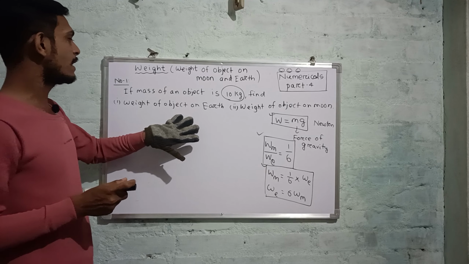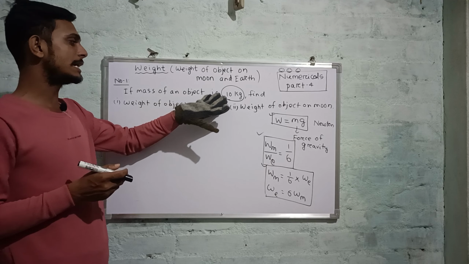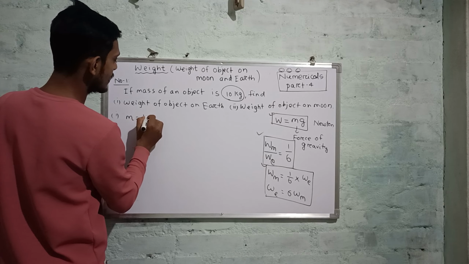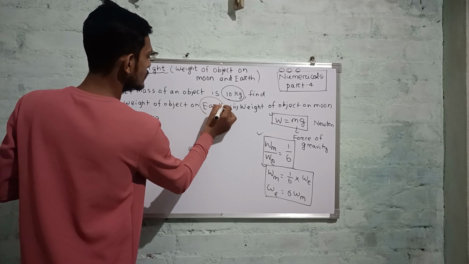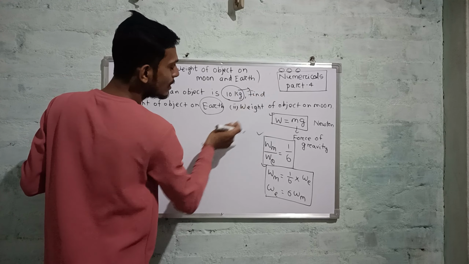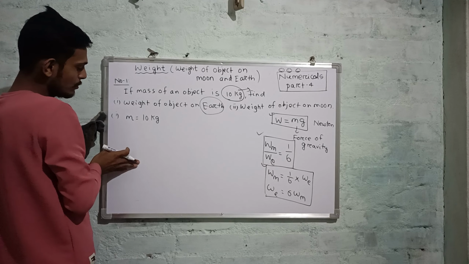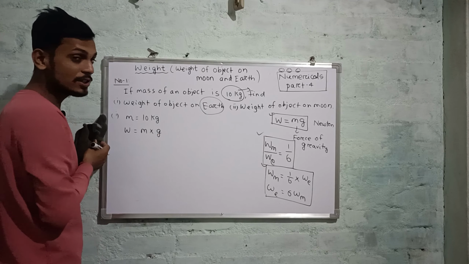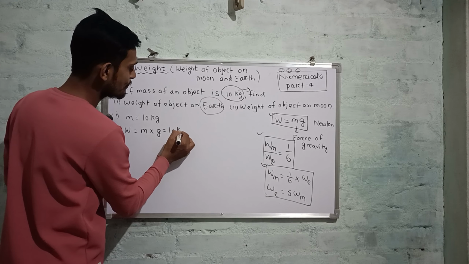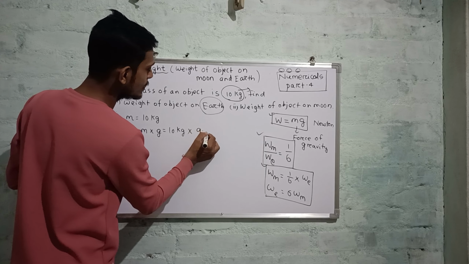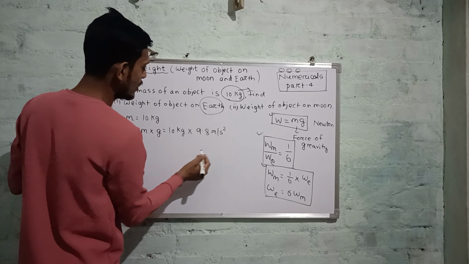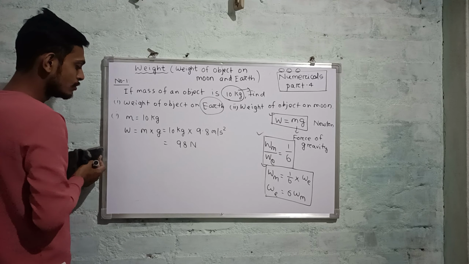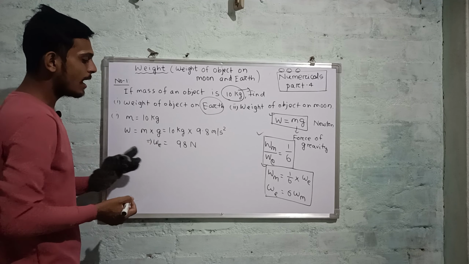This is your first question. If the mass of an object is 10 kg on the Earth's surface, what will be the weight? That is mass into acceleration due to gravity, so 10 kg multiplied by g. What is the value of g? That is 9.8 meter per second square. So that is 98 Newton, the weight on Earth, WE.